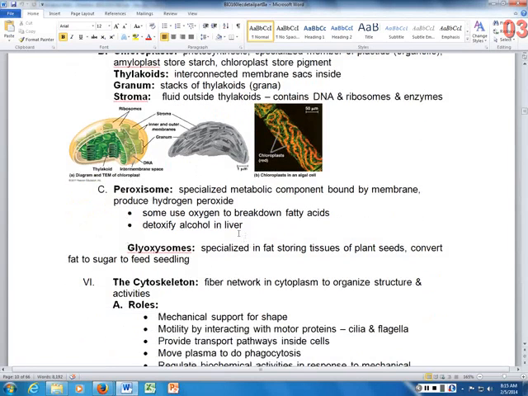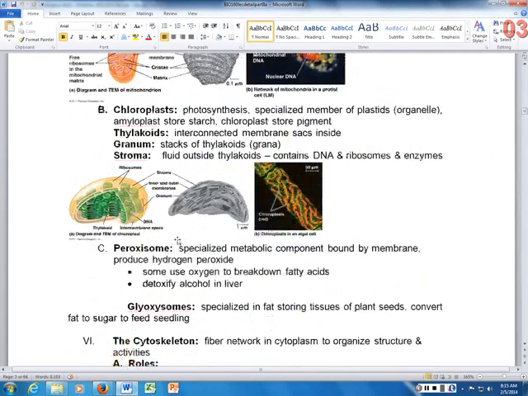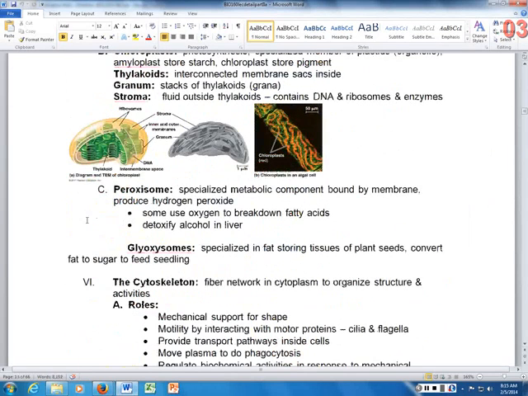So the peroxisomes are in here again, as one of the types. They're going to be used in breakdown of fatty acids, detoxifying alcohol in the liver. And they produce hydrogen peroxide to do that. They're one of the tools to break down the garbage. We eat a lot of garbage, so we need a lot of tools.